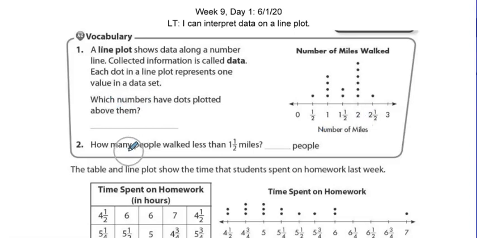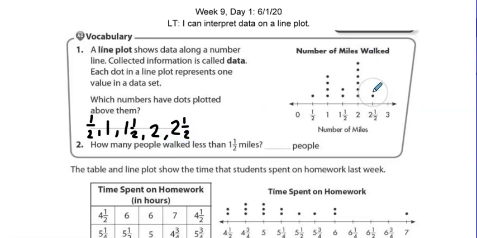It says which number has the most dots plotted above it. So which numbers have dots plotted above them? We would only focus on the numbers that actually have dots plotted. We would not be looking at 3 and we would not be looking at 0 because those do not. The only numbers that have dots plotted above are going to be that half, this 1. I'm going to separate them using commas: 1 and 1/2, 2, and 2.5. These are the only amounts of miles that people walked.